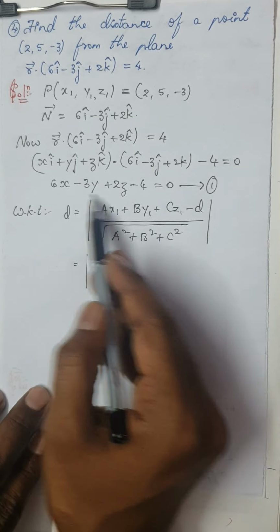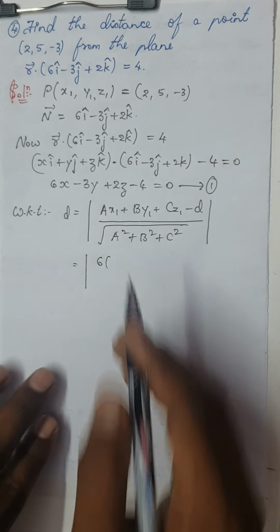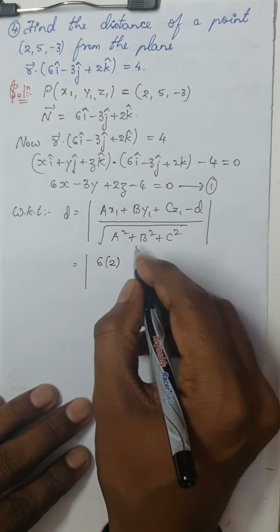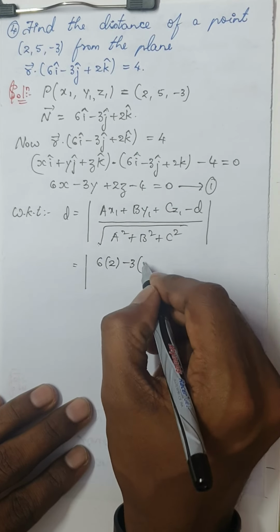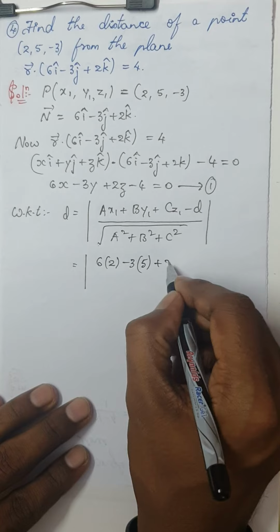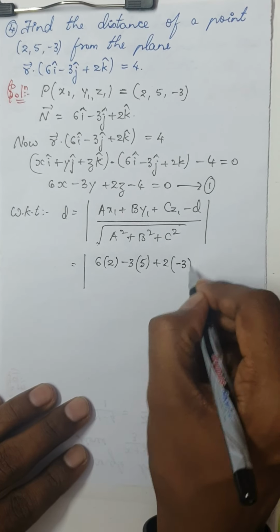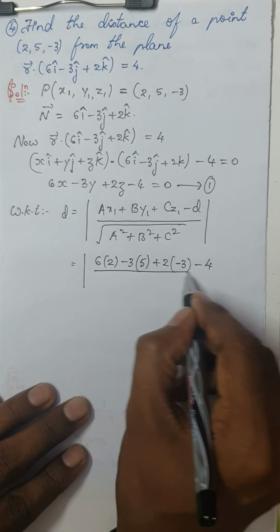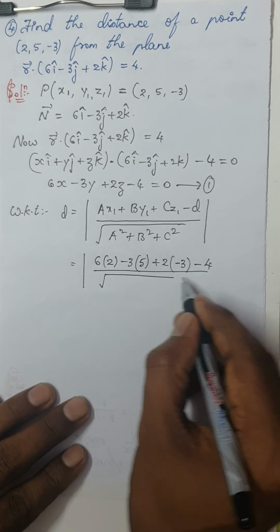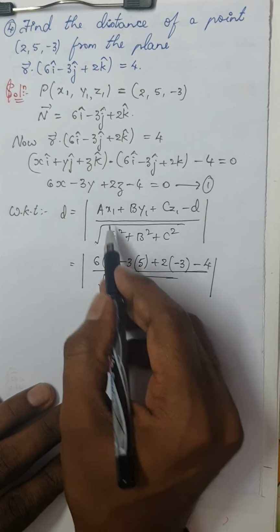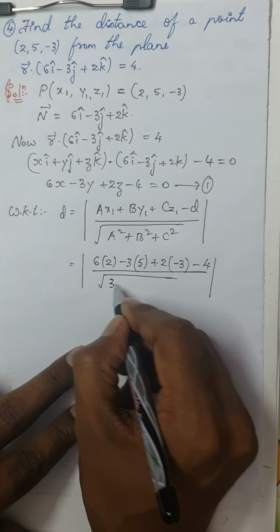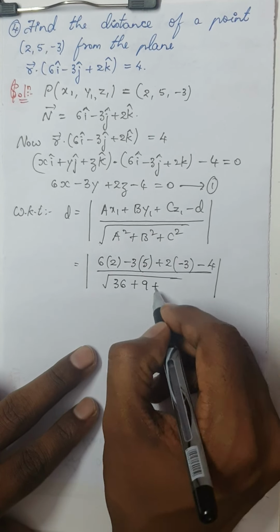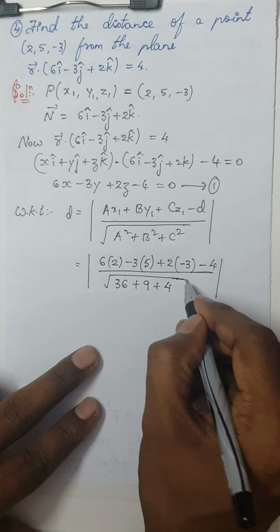Okay, always, if you know how to write this equation and the point, that is enough. So x1 is, remember, 2. So 6 into 2 minus 3 into y1, which is 5, plus 2 into z1, which is minus 3, minus d, divided by the square root of, let me do it directly, a squared means 6 squared, that is 36, plus minus 3 squared, that is 9, plus 2 squared, that is 4.